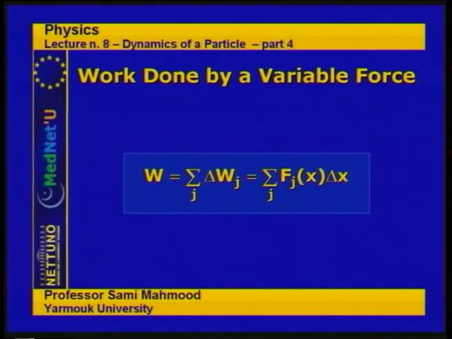So the work delta w sub j done by the force in the interval which has a number j is equal to f sub j of x times delta x. F of x means that the force is dependent on the x variable only. So delta w sub j is the work done by the force during that very small interval.